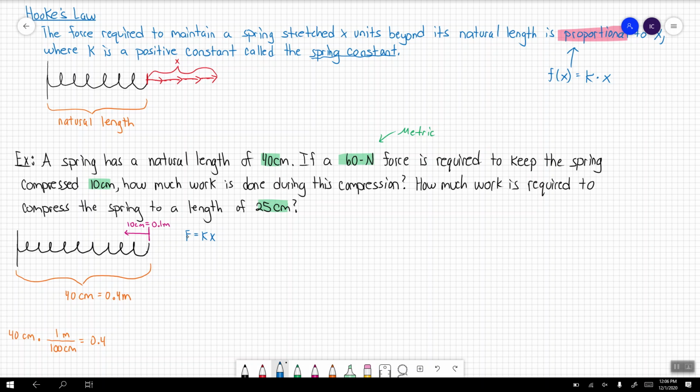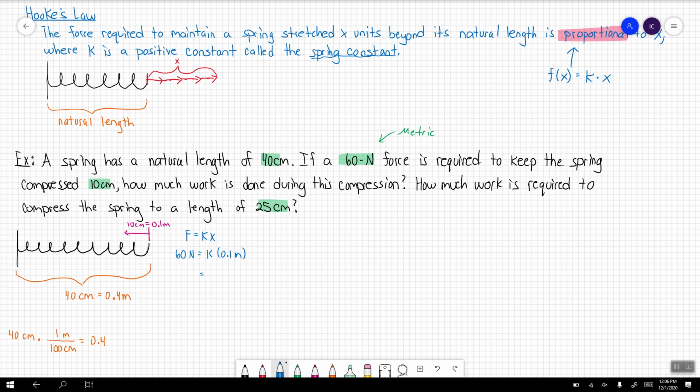And so if we have a force of 60 newtons, all right, so 60 newtons, this is going to be equal to some spring constant that we don't know what that is, and that's our K value, but the X value here, it's being compressed 10 centimeters, which is 0.1 meters.